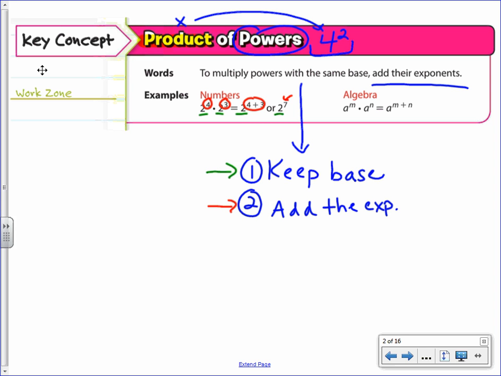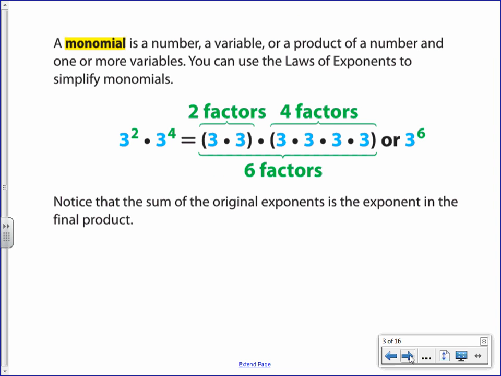Algebraically would be with variables. With variables, you've got a to the m power times a to the n power. My base in that power is the same. It's a. So I keep the base. And what do we do with the exponents? We add them: m plus n. You have to memorize this rule. But I'm also going to show you a way that if you don't memorize it or you forget it, you should be able to figure it out.